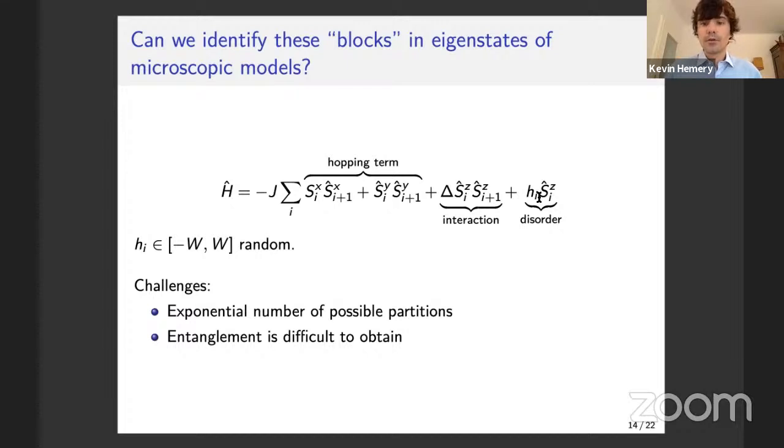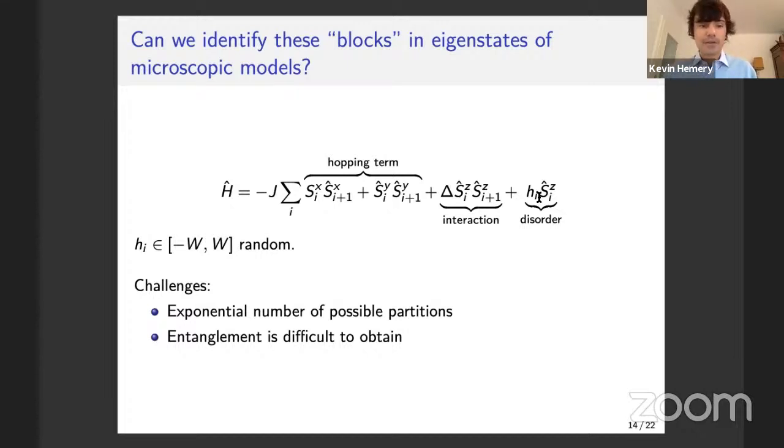And then, of course, there is a disorder term, right? Disorder which is introduced with this random variable which is sampled uniformly between -W and W. Okay, and now we would like to have the states of this Hamiltonian and then try to identify the block structure of the states. But there are several challenges to do this. The first thing is, if you don't put any assumption at the beginning, there is an exponential number of possible partitions, right? And so we cannot evaluate all of these partitions.